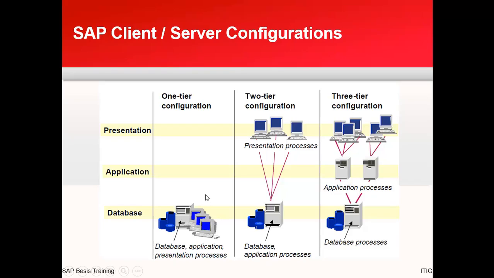In the one tier configuration there is no separate presentation layer and no separate application layer; everything is in this layer, which has the database, applications, and presentation processes. In the center you have the two tier configuration: you have presentation processes, and at the bottom both database and application processes. In the three tier configuration you have the presentation layer separate, the application process separate, and the database process separate.